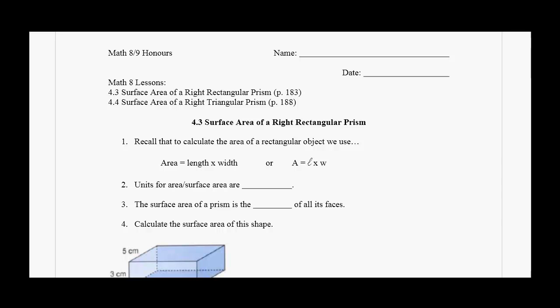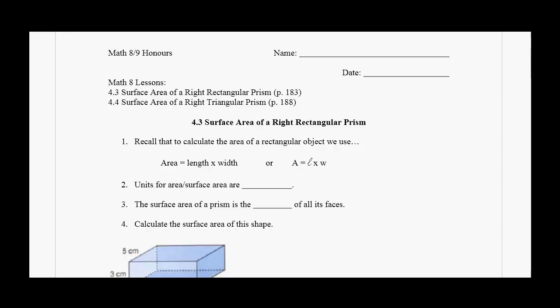This is video number 2 for the Math 8-9 Honors course at OKM Mission Secondary regarding topics 4.3 and 4.4 from Math Makes Sense 8: surface area of a right rectangular prism and surface area of a right triangular prism.